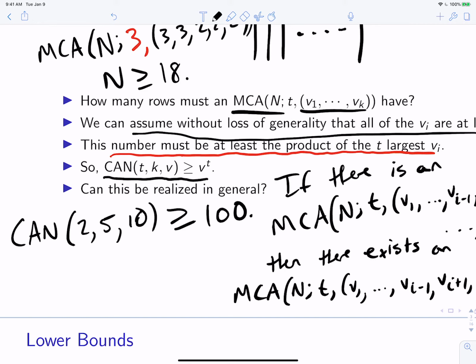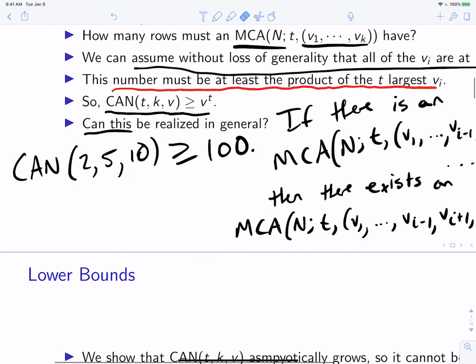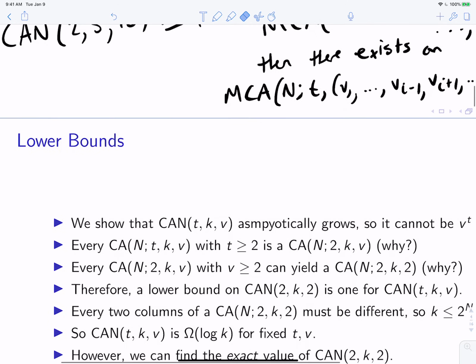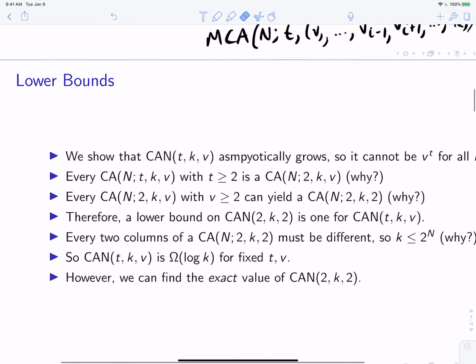Okay, so the question is, of course, can this be realized in general? Can we always get the minimum number of rows? And if so, great, we know the answer all the time. Unfortunately, well, the class would be over if this were true, so it turns out we can't. We can't actually get the minimum number in general. And actually this parameter set is one for which we don't know the answer, but I'll talk about that in a bit.